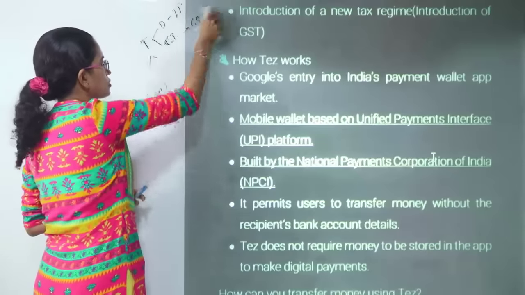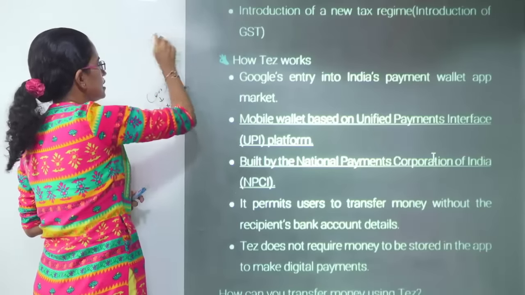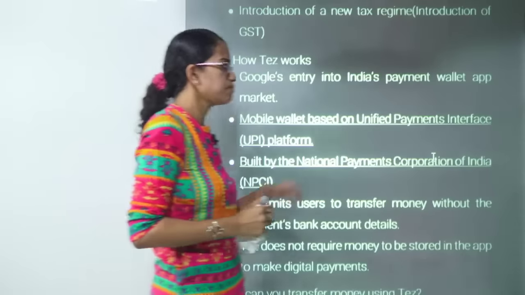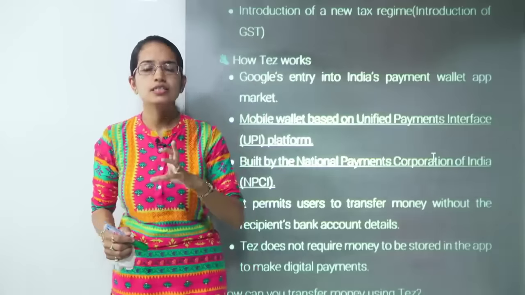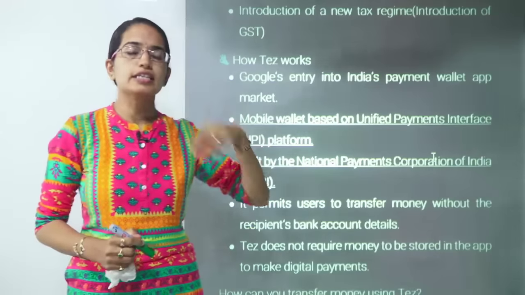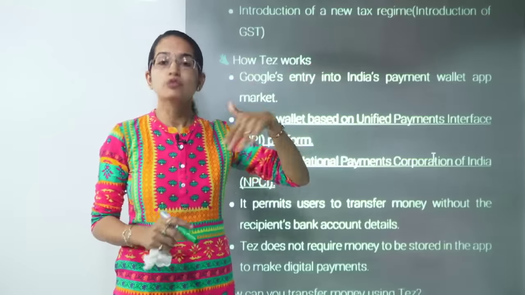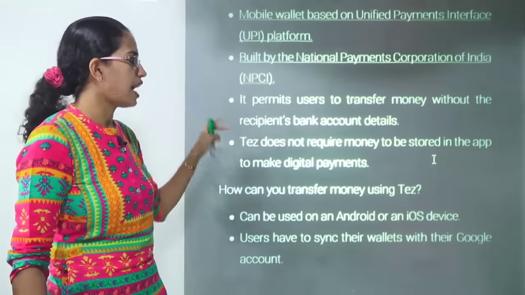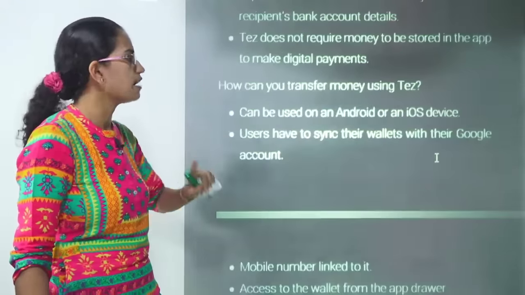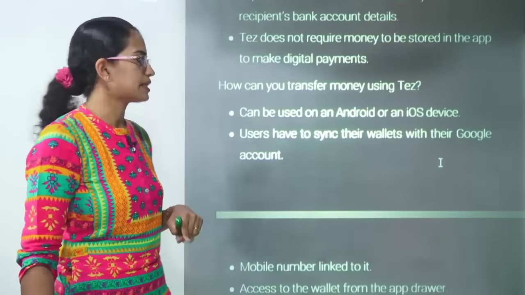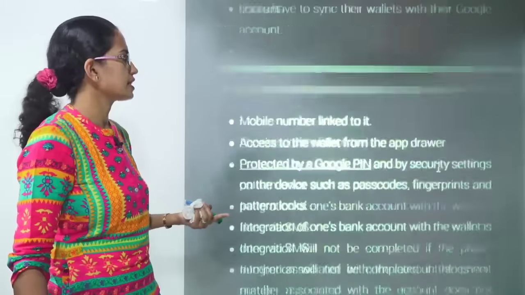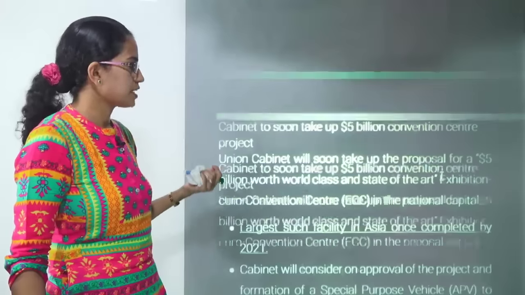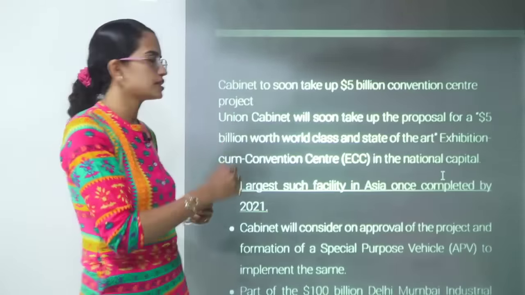The next is TEZ. Now TEZ is a Google app, a UPI based app built by the NPCI, the National Payments Corporation of India. The unique thing about TEZ is that it would not require the bank account details of the person in whose account you are planning to deposit the money, and therefore it would be thoroughly UPI based. That would be one of the benefits this application would have over the other UPI methods or other digital methods in existence. This would also be protected by a Google PIN and is basically an application by Google. NRIs are not allowed to register for TEZ right now.